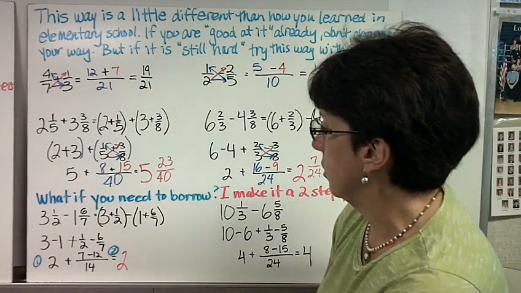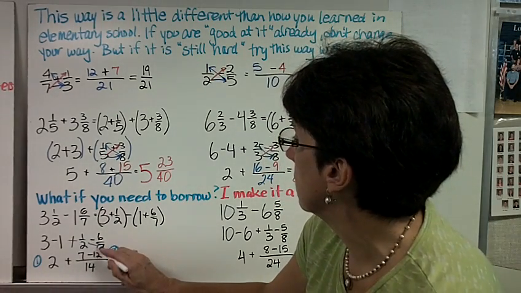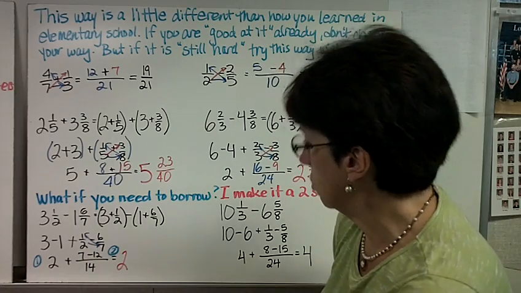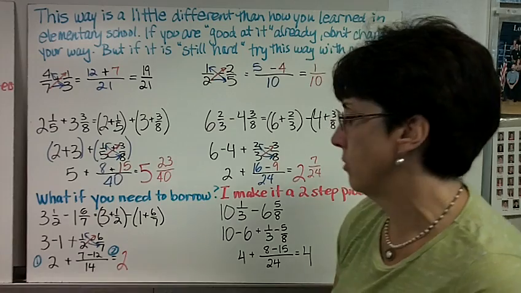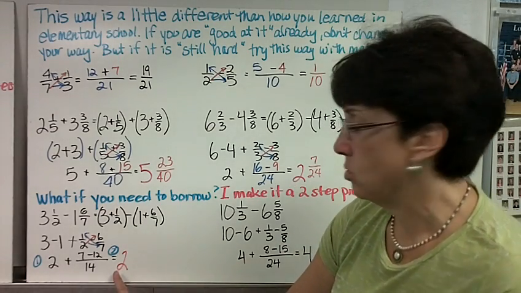Now let's see what I did here. I did 2 times 7 is 14. 7 times 1 is 7. And then 2 times 6 is 12. I still carry my 2 across. And now I do this work.